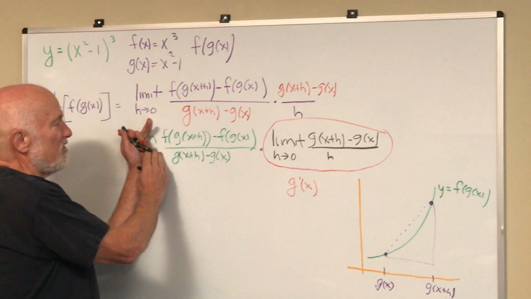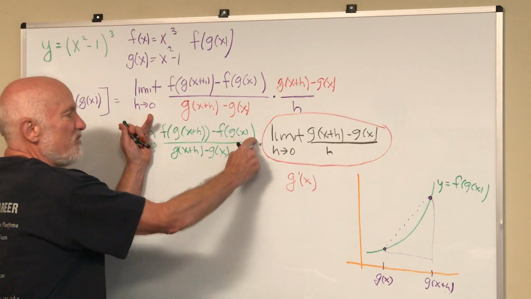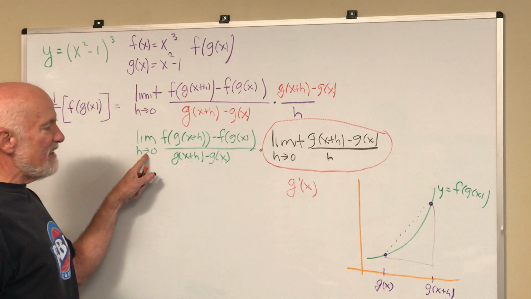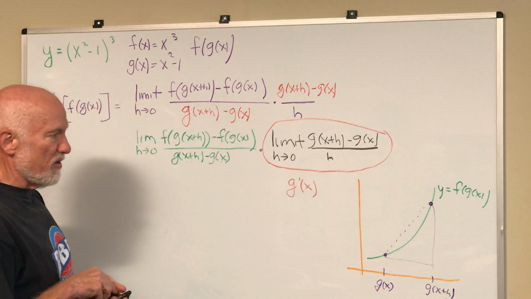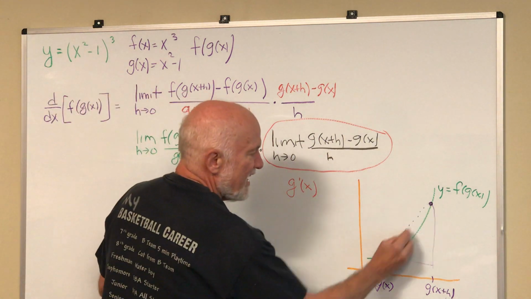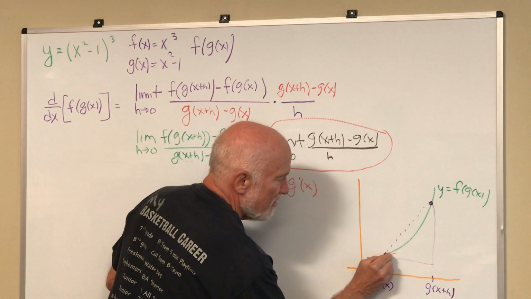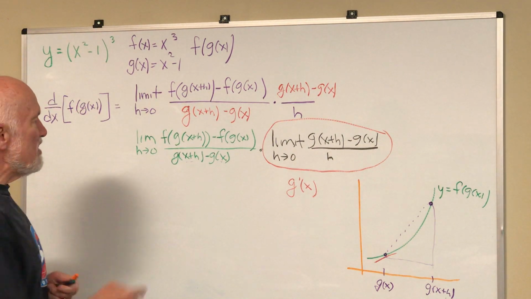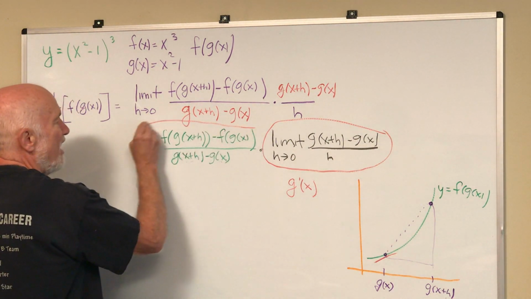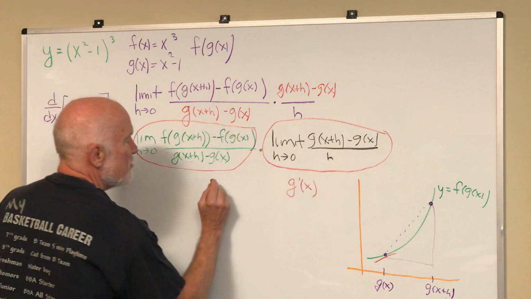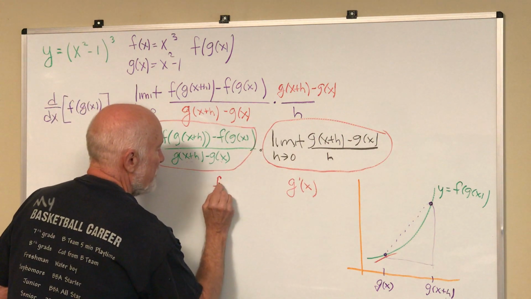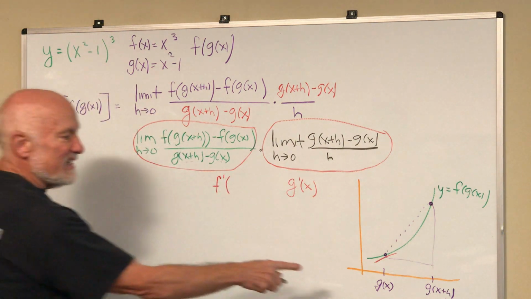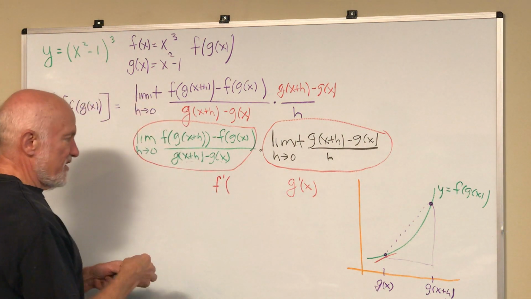So if I forget the limit, all of this is the slope of this dotted line. But what happens when I take the limit as h approaches 0? Then this dotted line becomes the slope here, which we've called the derivative. So what we see is all of this right here is just the derivative of f, but not at x, at g of x.